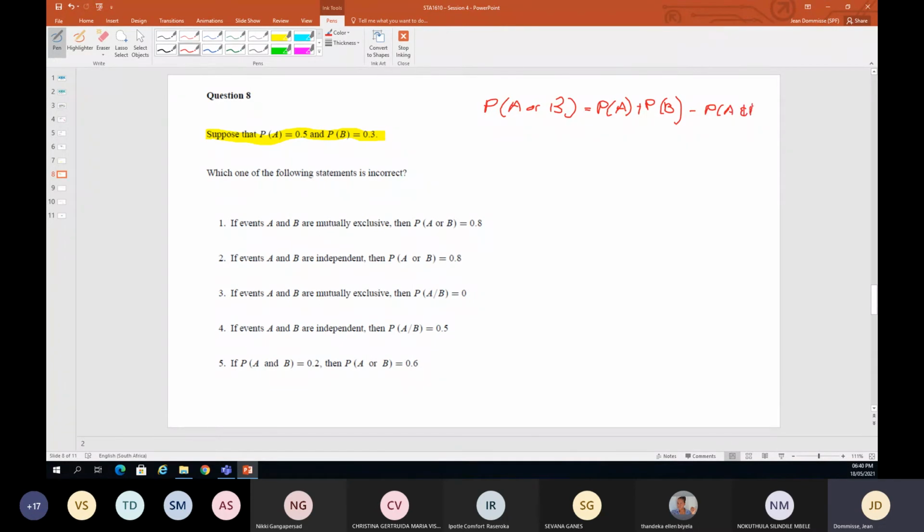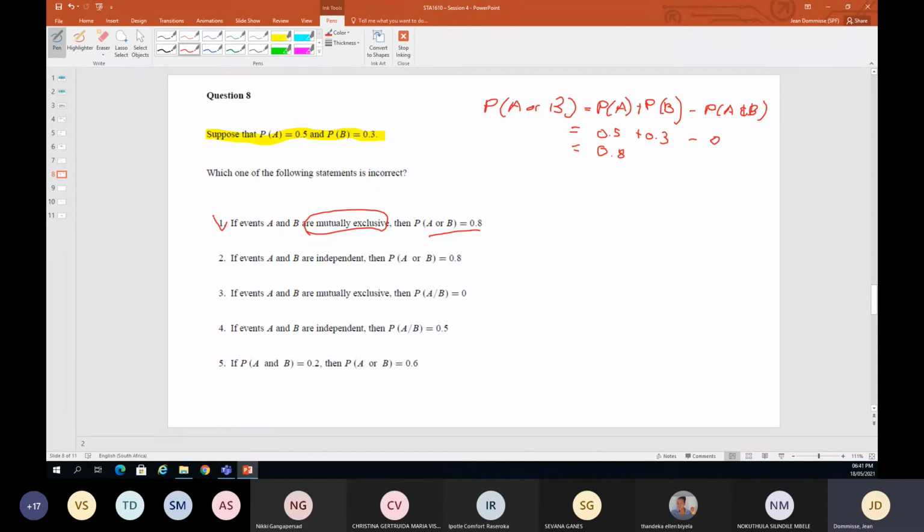I'm just going to write it like that. Okay, so let's see. We've got probability of A, 0.5. We've got probability of B, 0.3. Okay, so if something is mutually exclusive, we know that the probability of A and B is 0. So then this answer would be 0.5 plus 0.3, which gives us 0.8, which is correct.